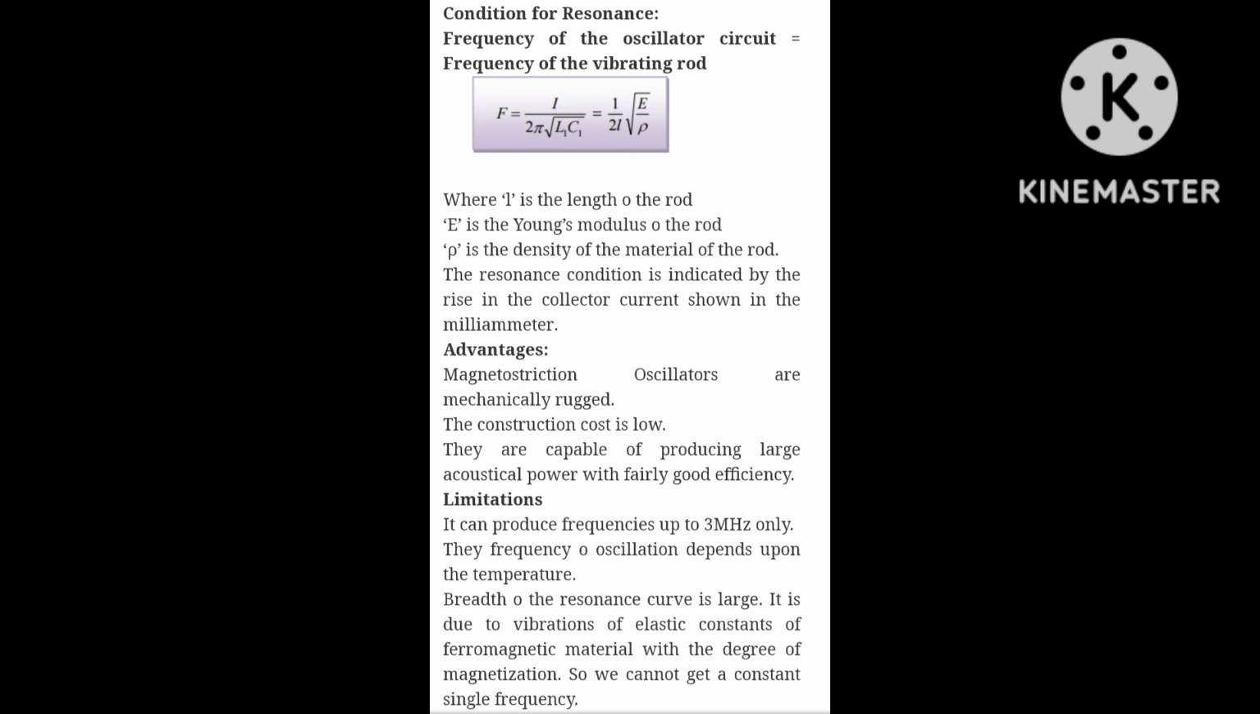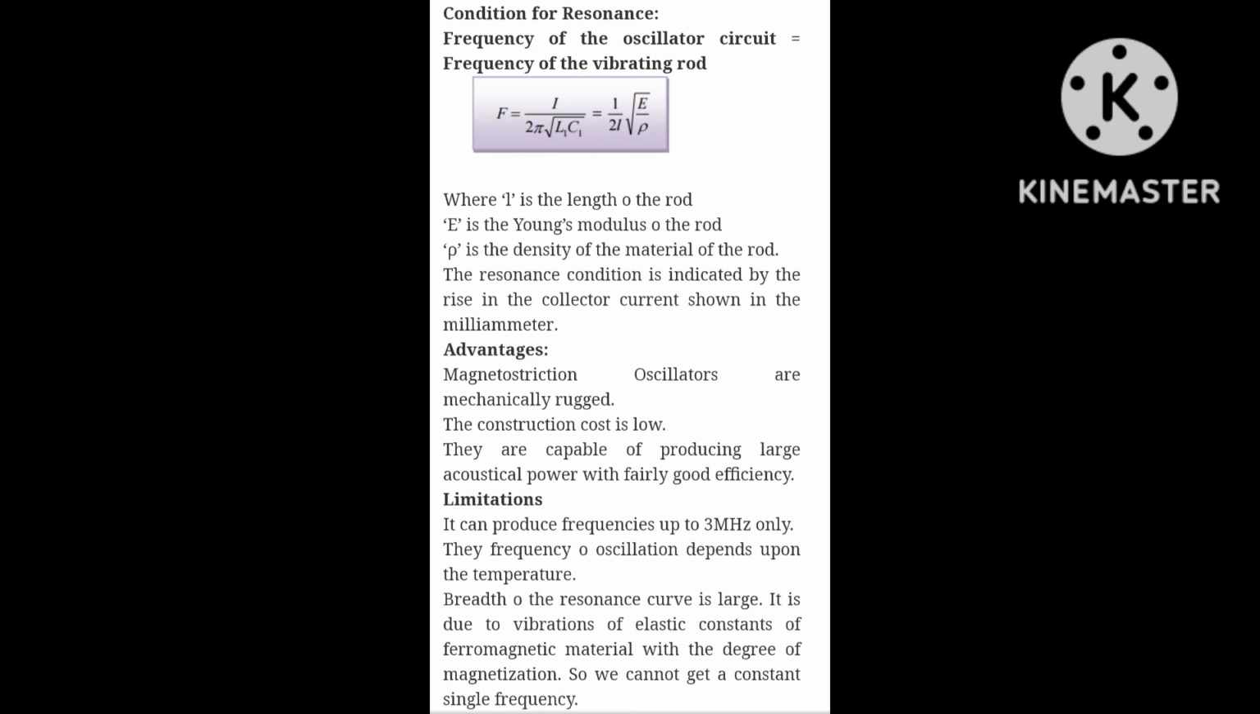f is equal to 1 by 2 pi root over L1 C1, which is equal to 1 by 2L root over E by rho, where L is the length of the rod, E is the Young's modulus of the rod, and rho is the density of the material of the rod. The resonance condition is indicated by the rise in the collector current shown in the milliammeter.